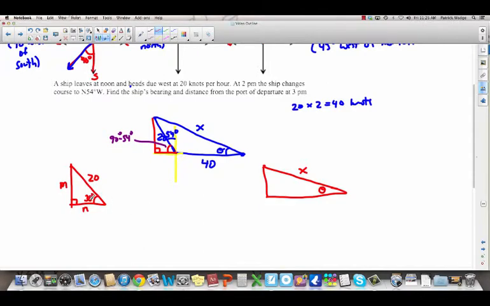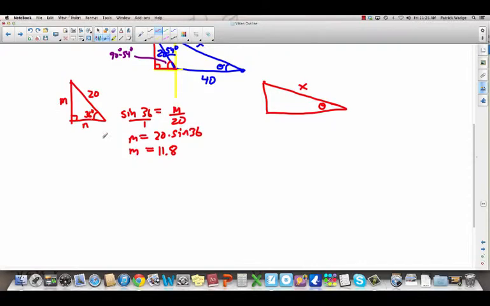Let's start with M. If I look from 36, M is opposite, and this is hypotenuse. So that's sine. Sine 36 equals opposite M over hypotenuse 20. 1 times M is M. 20 times sine 36, and 20 times sine 36 is 11.8. Okay, now let's find N. So this time if we look from 36, it's adjacent and hypotenuse, so that's cosine. Cosine 36 equals N over 20. 1 times N is N. 20 times cosine 36. And 20 times cosine 36 is 16.2.